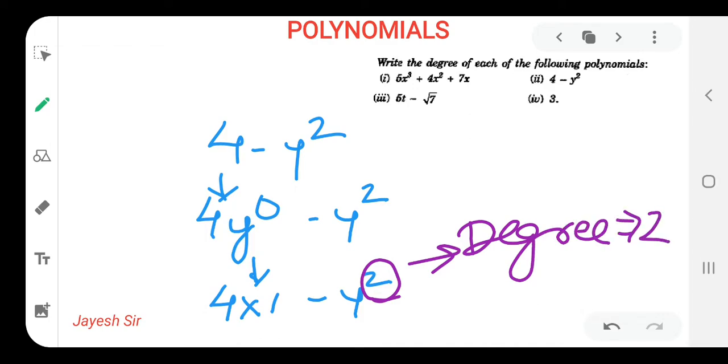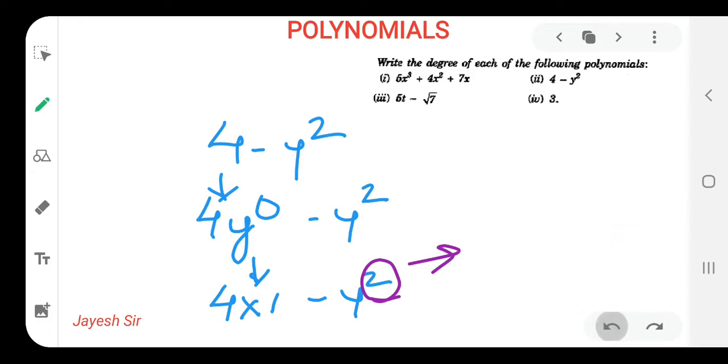The highest power of y is 2 over here. So that's why its degree is 2. I hope you all have understood. If you have understood, then pause the video and try to solve it on your own.